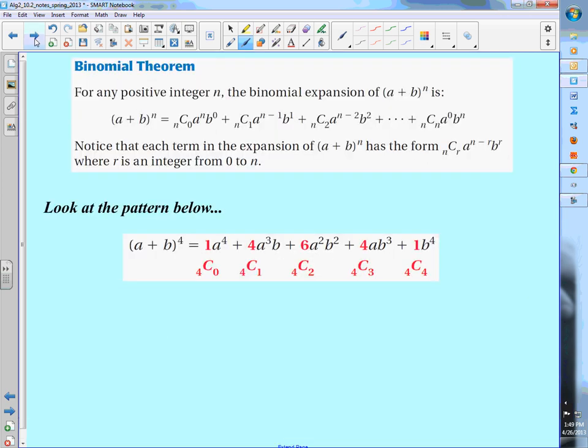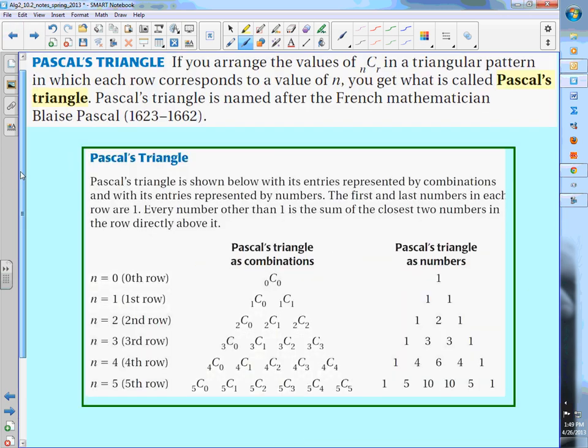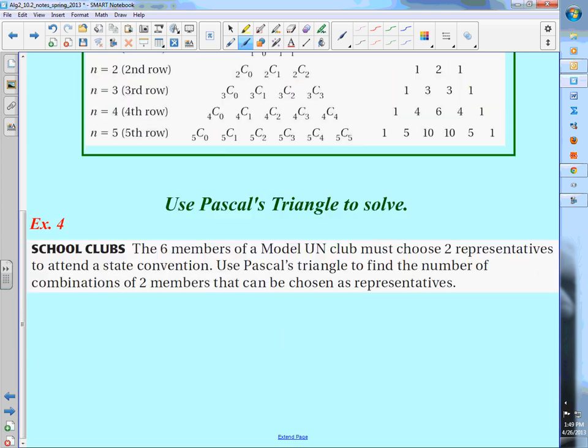We are not going to use it to answer a question like this. The 6 members of the Model UN Club, you must choose 2 representatives to attend the convention. Use Pascal's triangle to find the number of combinations of 2 members that can be representatives. What's my combination?